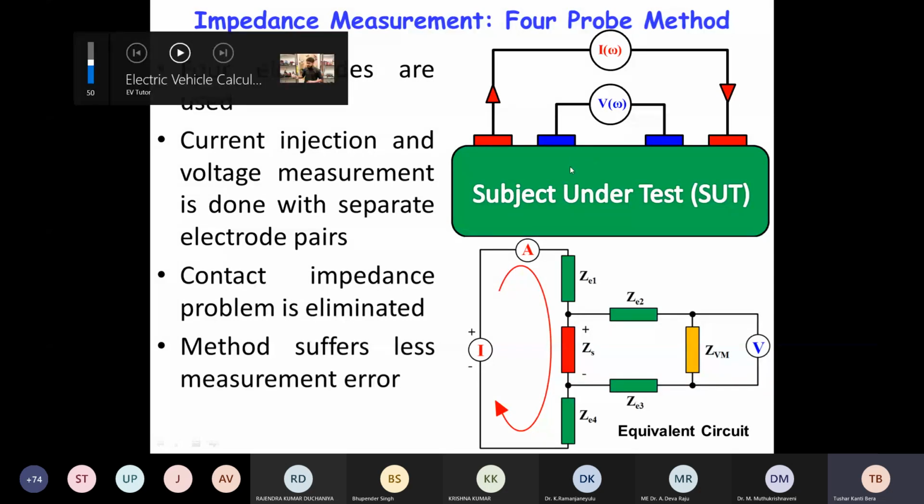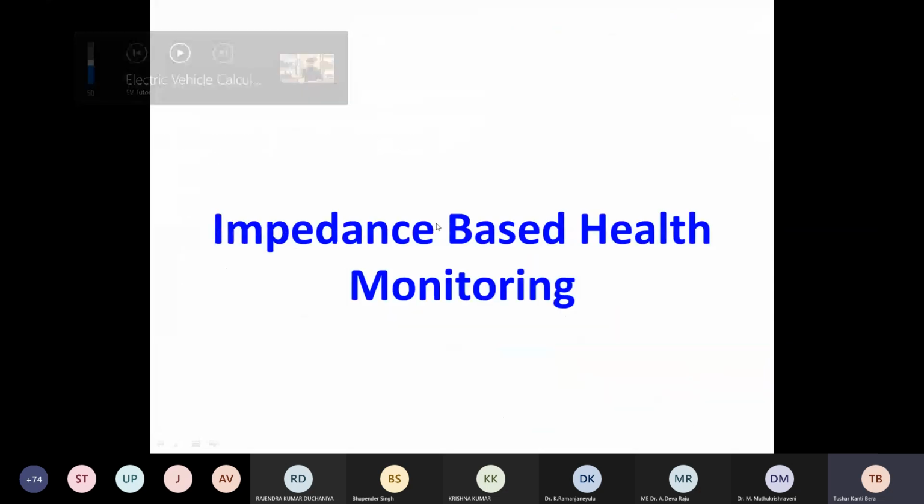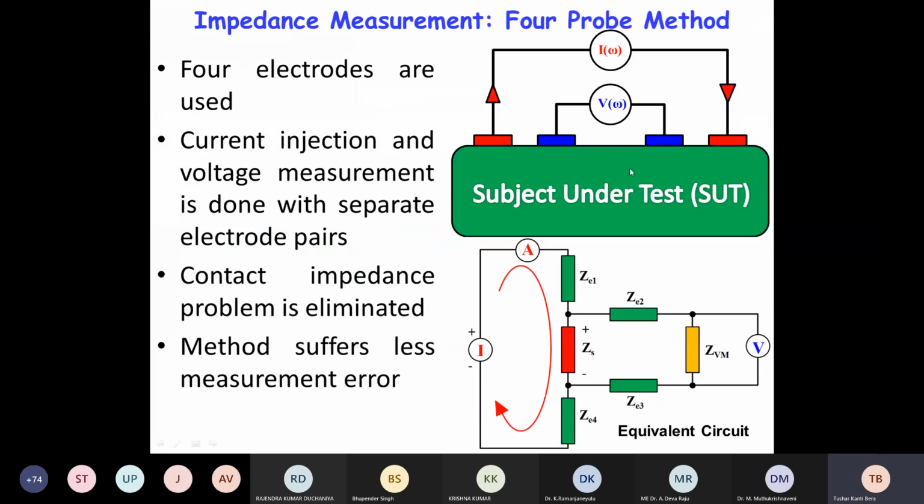So we have to consider this type of rules and follow them, so that we are not diverted by measurement errors. Another thing is that we have to keep some particular space between the current electrode and the voltage electrode. Otherwise, if these electrodes are touching each other, it will be converted to the 2 electrode method.